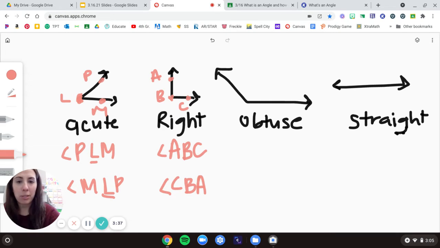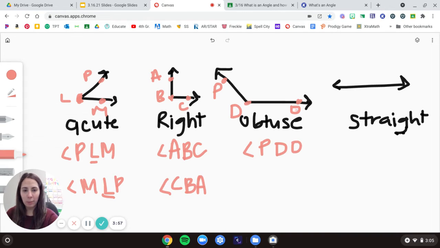All right, let's try it with an obtuse angle. We've got 3 points. How can we name this obtuse angle? Oh, it's angle P, D, Q. We're going to make that one a Q instead, sorry. So it'll look a little different. P, D, Q. What other way can we name this angle? We can name it angle Q, D, P. We could go backwards too.